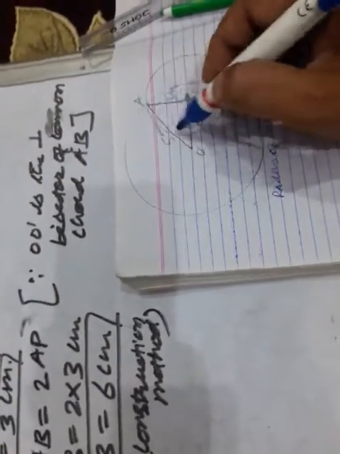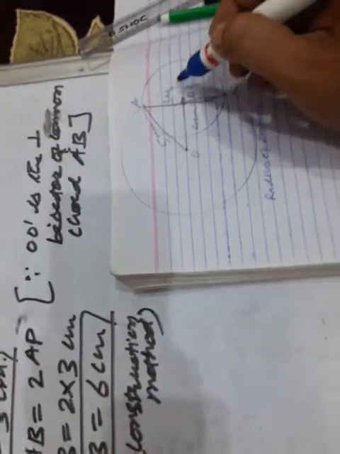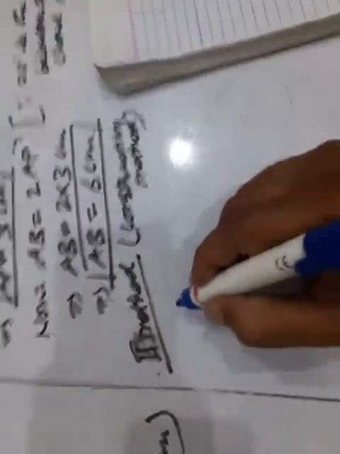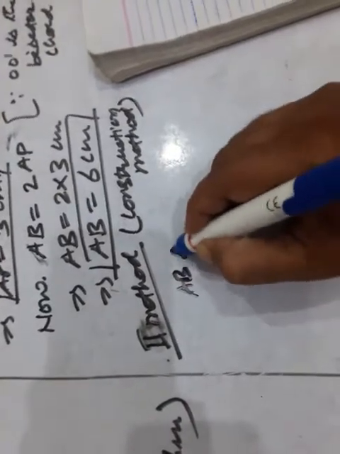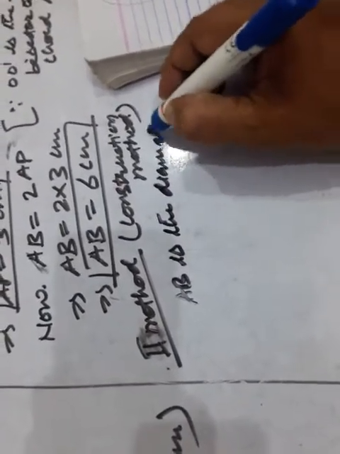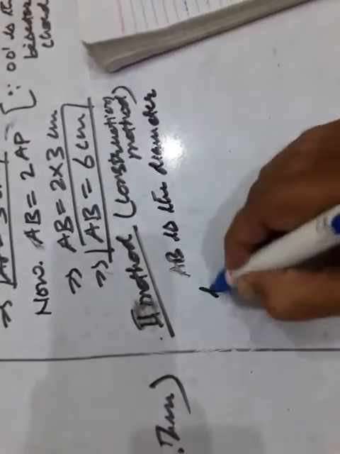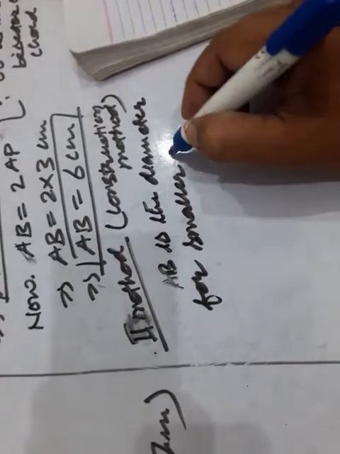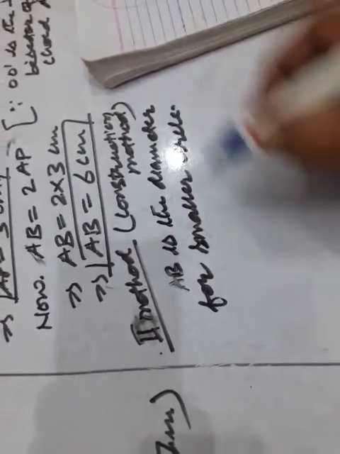that is O dash, given to be 4 centimeter. Now join this line, that is radius OA equal to 5 centimeter and O dash A equal to 3 centimeter. Clear? You see that, children, this AB is the diameter. AB is the diameter for the smaller circle.